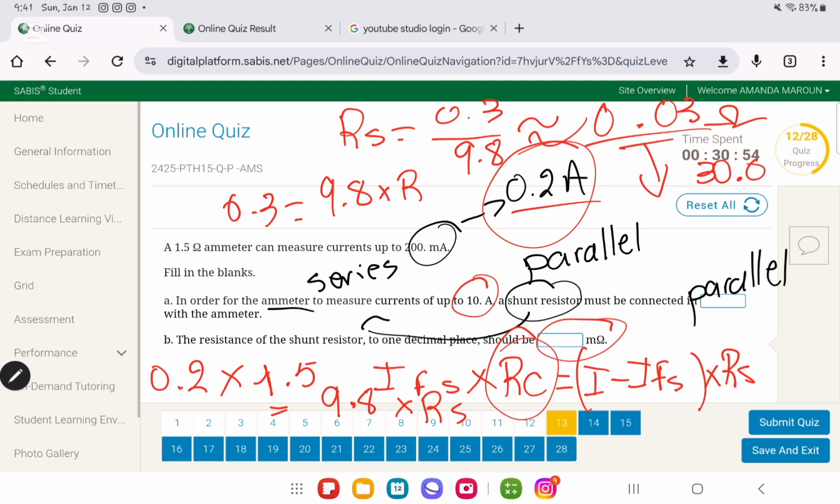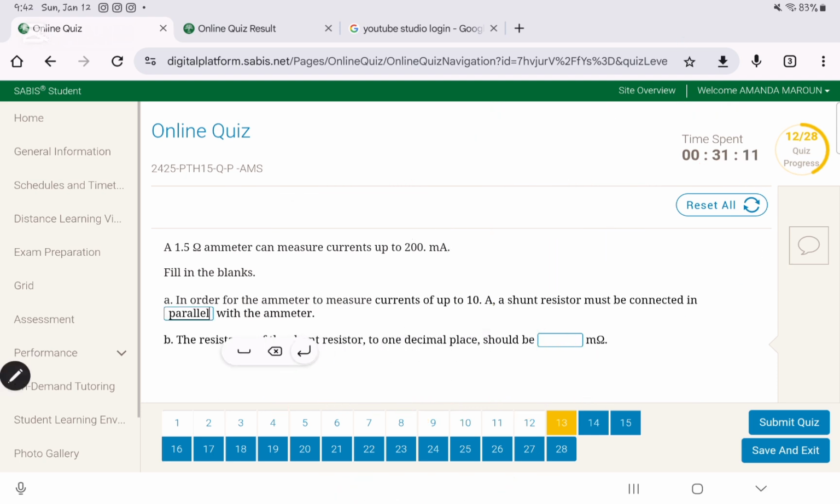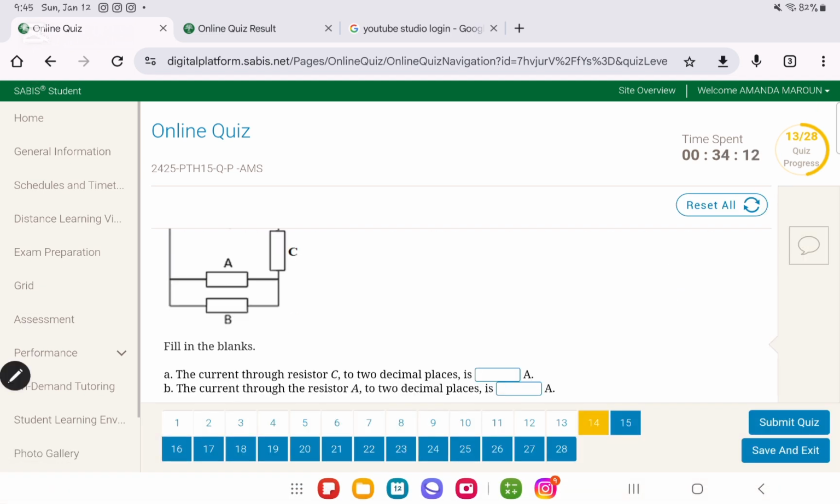I forgot the 6 when I rounded here. So please, on your calculator, keep it as it was, 0.0306. So when you multiply by 10 to the power of 3, it becomes 30.6. So over here, our answer is parallel, and over here it is 30.6. Okay, so moving on to question number 14.